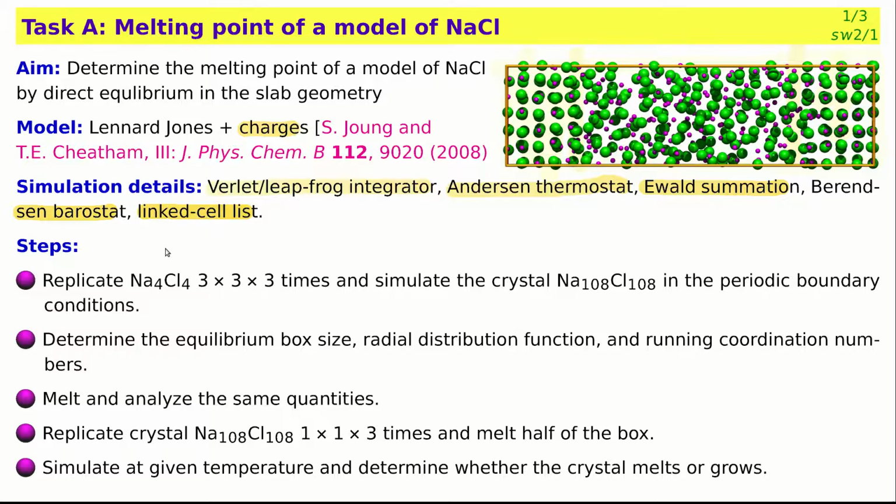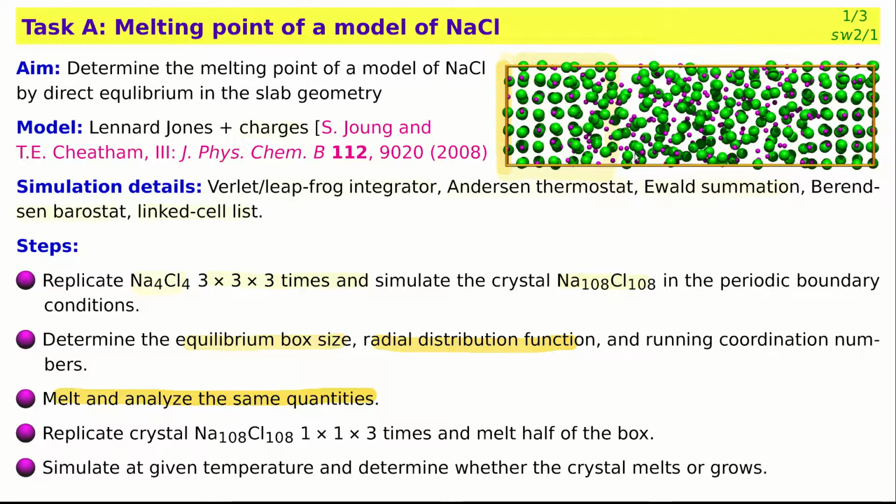The basic steps of the procedure, with certain detours to show you the radial distribution function and so on, will be: first, to take a small crystal and replicate it, so we'll get a box of this size with only a crystal inside. Then we need to determine the equilibrium box size so that we do not have any stress in the crystal. I will also show you the radial distribution function and other properties. I will do the same for the melt.